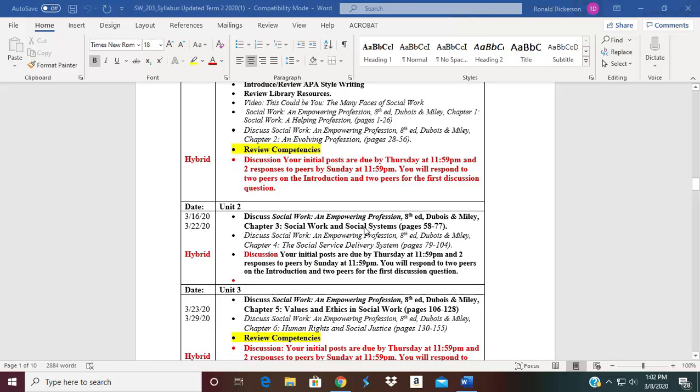So you can see Unit 2 starts on the 16th of March and it ends on the 22nd of March. And you'll see what you have to do. You have to do chapters 3 and 4 for Unit 2. And you also have a discussion that you have to adhere to. So just know that you have to do those things.